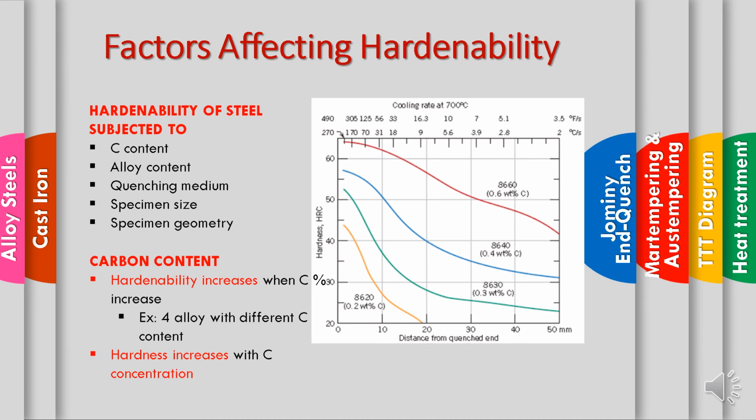And we have the carbon content. First, we try to look at the carbon content. The hardenability increases when the carbon percentage increases. Here, as you can see in this diagram, we can see the increase at 0.6 carbon content compared to this value of 0.2. So the hardenability starts to increase when we increase the carbon content. As you can see, the hardness increases with the carbon concentration.